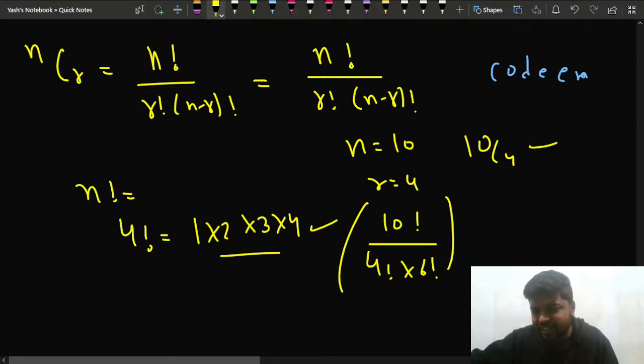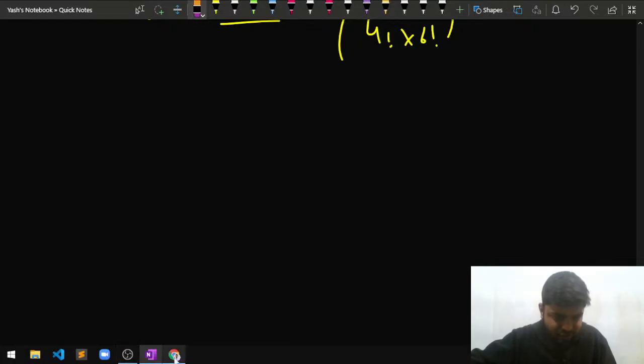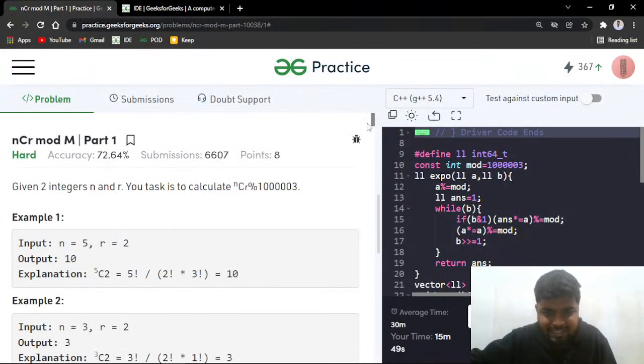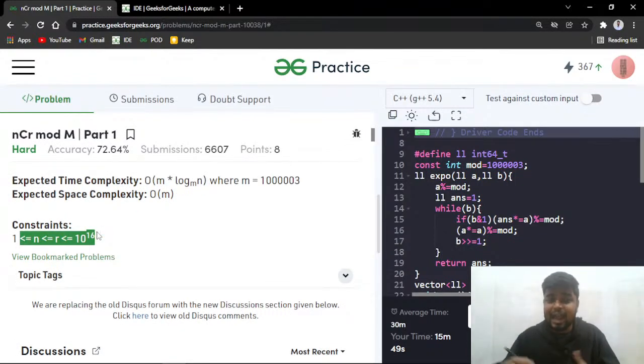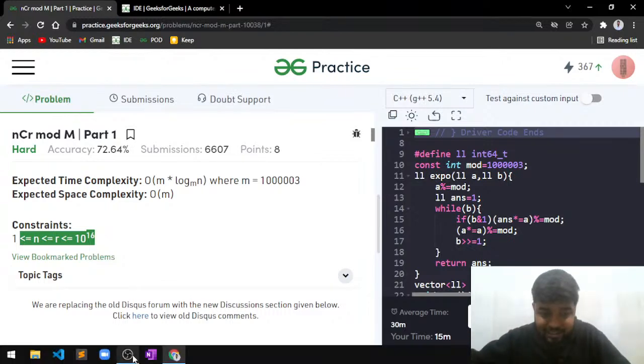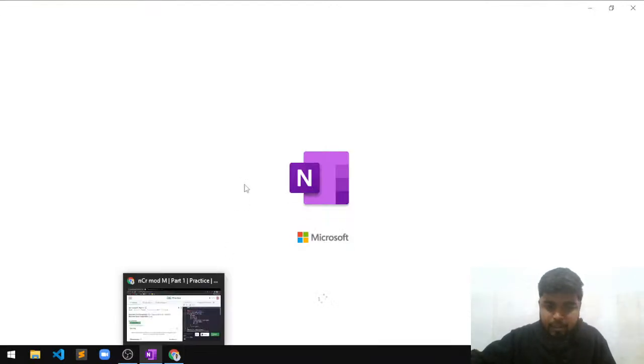So these are the things that you can have. But when does the problem arise? Now you just look at the constraints. First of all, let me go to this question and look at the constraints. If you have n and r as 10 to the power 16, let me tell you a little bit of the problem.